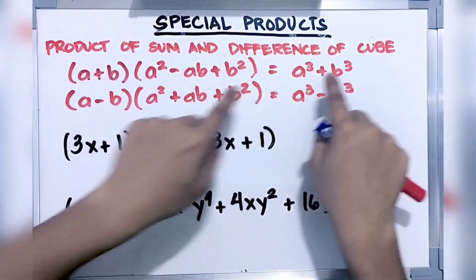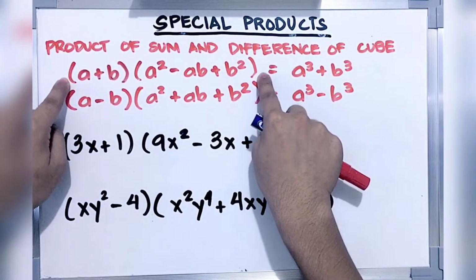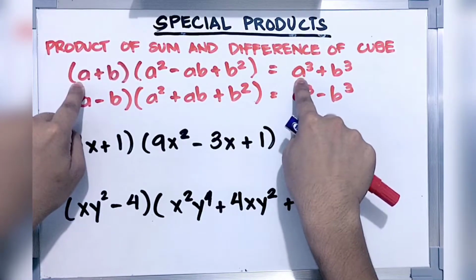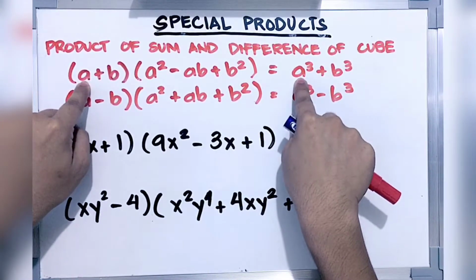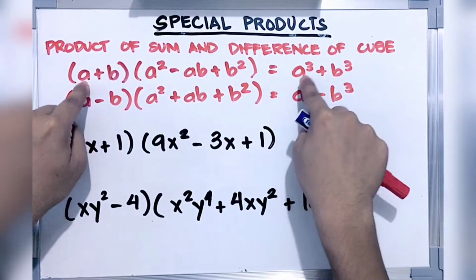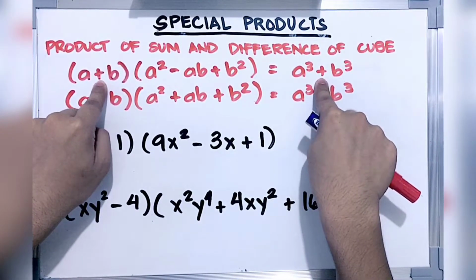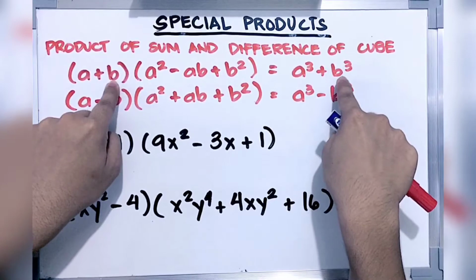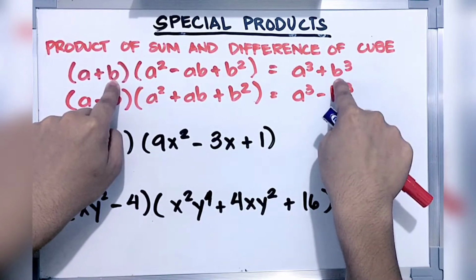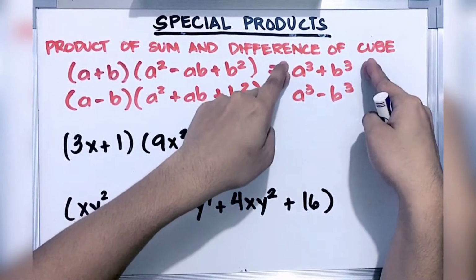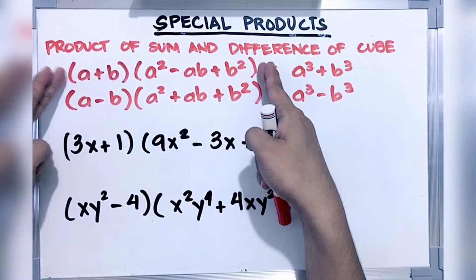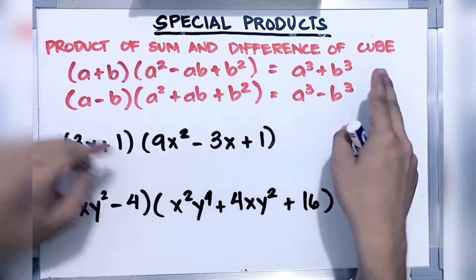So, pagka ganito ang structure niya, i-cube mo lang yung first term. So, ito, a cube. Then, copy mo lang yung sign. Then, cube ng second term. So, b cube. And, yun na yung sagot natin para sa ganitong structure ng product of sum and difference of cube.